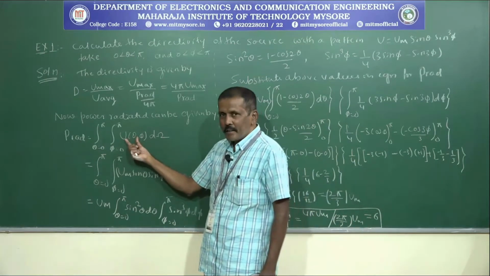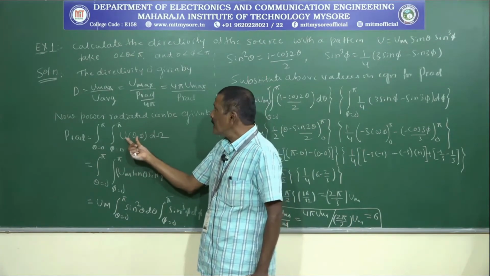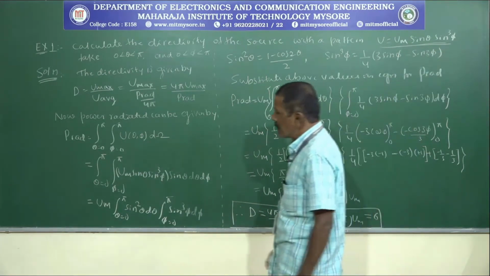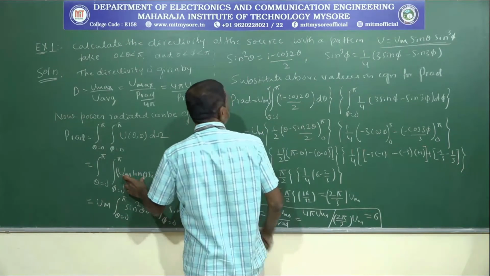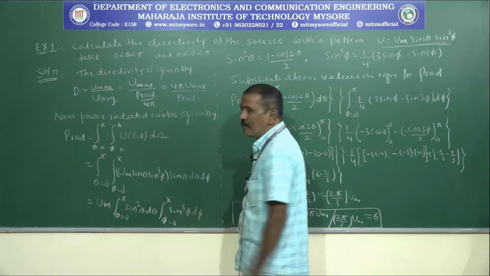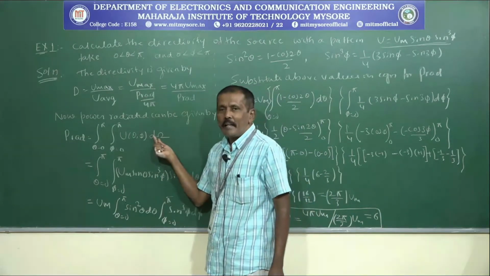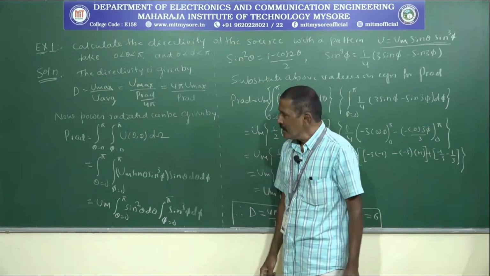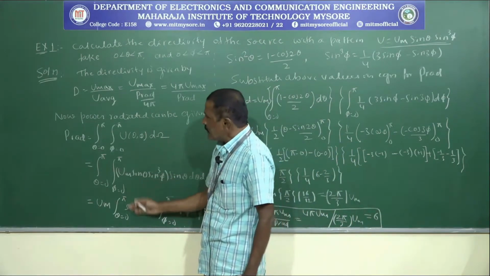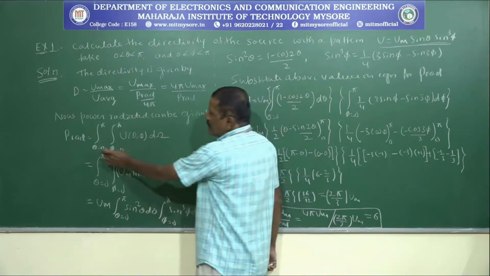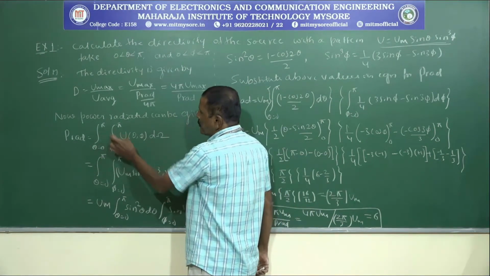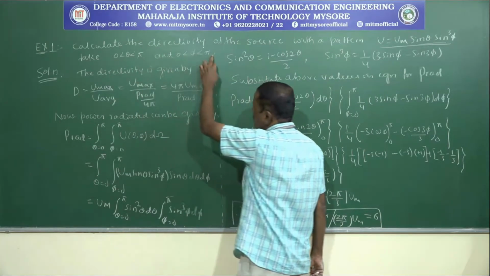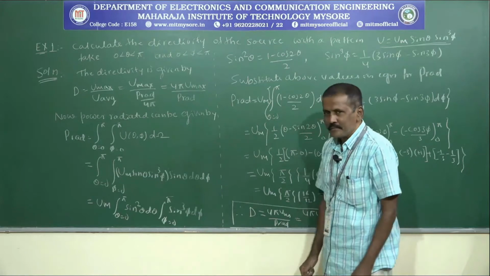Now, to solve this particular problem, U of theta comma phi is given in the problem. Substitute this value here, Um sin theta sin cube phi, where d omega is sin theta d theta and d phi. Then try to integrate this equation, and for the limits of this integration, you take 0 to pi and 0 to pi, because in the given problem theta is varying between 0 to pi and phi is varying between 0 to pi.